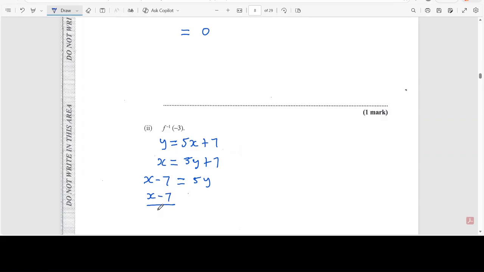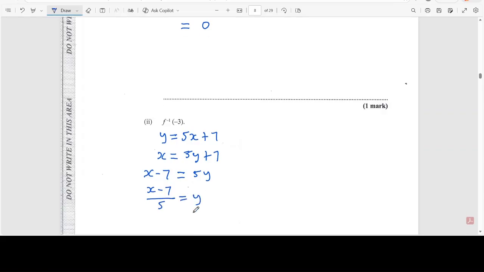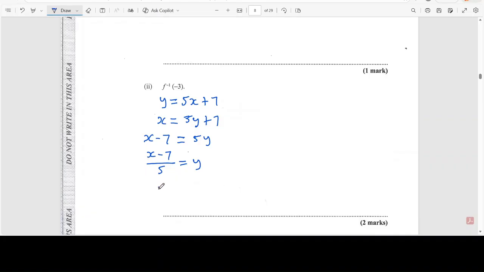These types of questions repeat over and over, just with different numbers. You get accustomed to this one. So the inverse is (x - 7)/5. And I'm asked to find f inverse of negative 3. That would be (-3 - 7)/5. Negative 10 over 5 is negative 2.